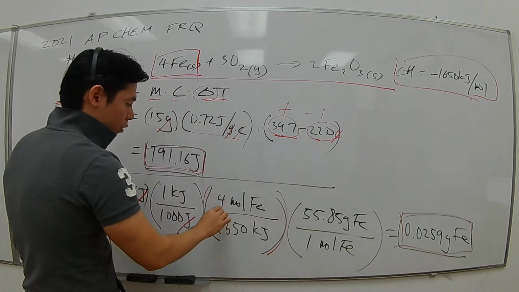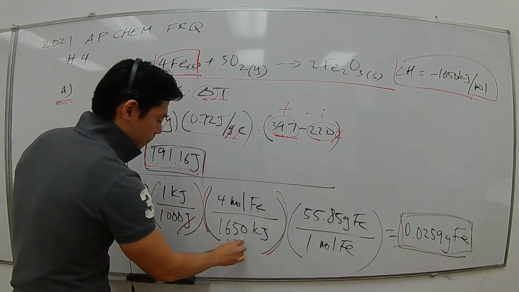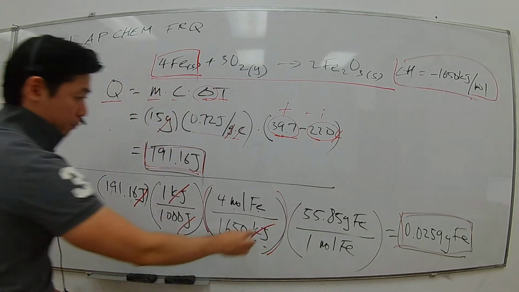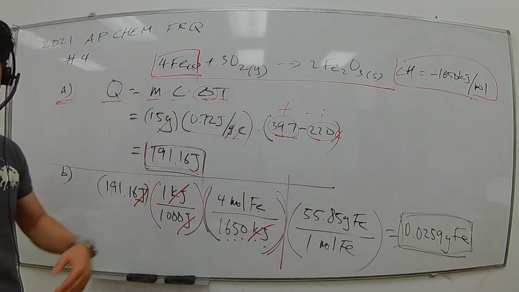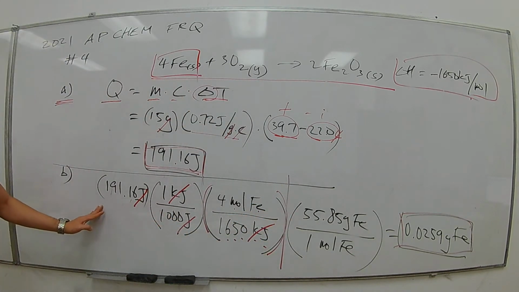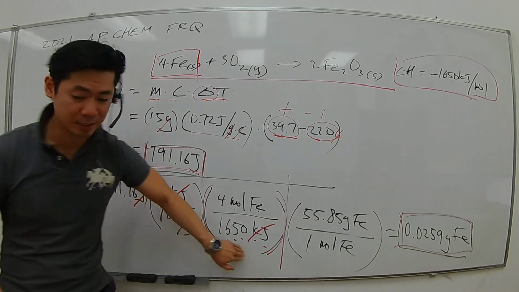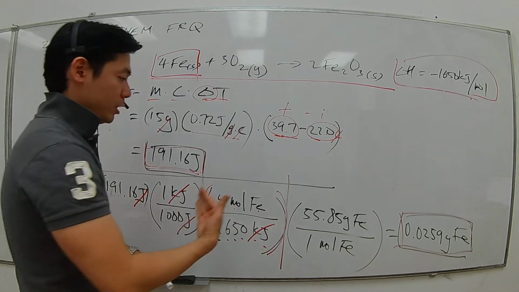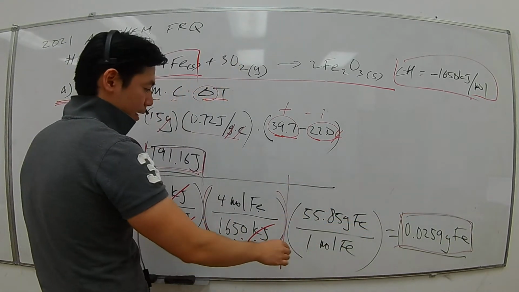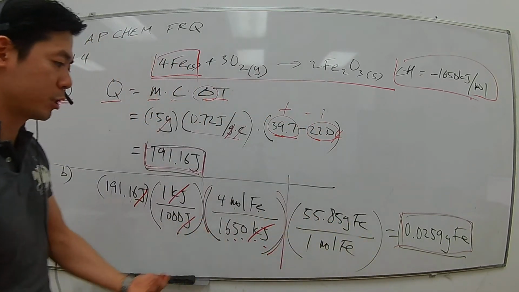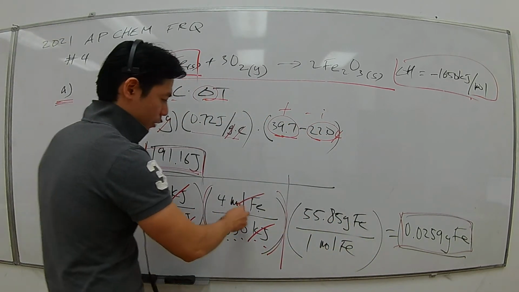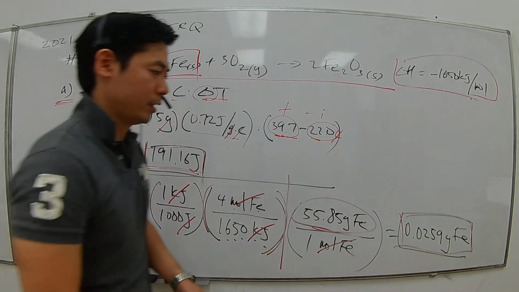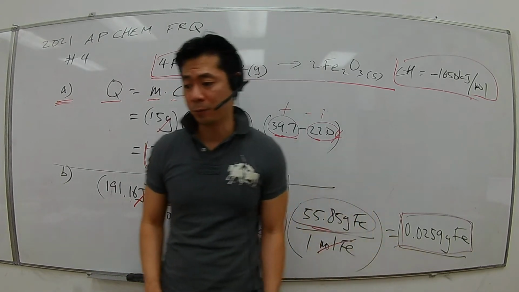When there are 4 moles of iron, it produces 1650 kilojoules of energy. If I cross this out up to this point, it will get the number of moles of iron needed to produce this much heat. Now they don't need the number of moles, they need the mass, so I have to convert the moles of iron to mass. The moles will cancel out, and I have grams, this is the molar mass of iron. Multiply this out, you get the answer as 0.0259 grams of iron.